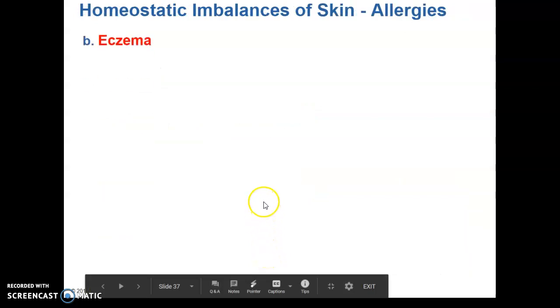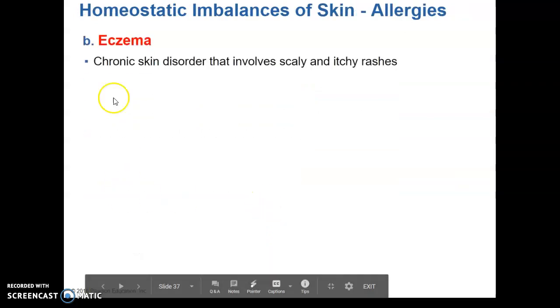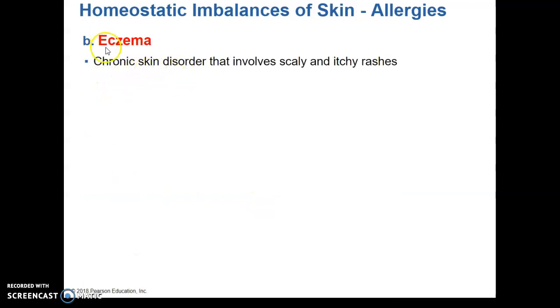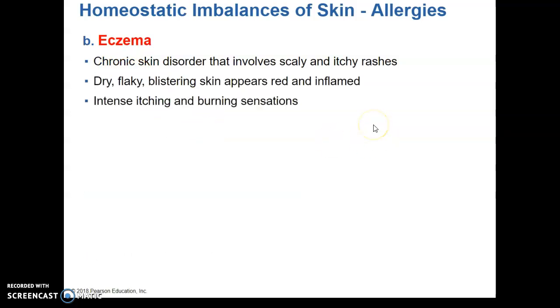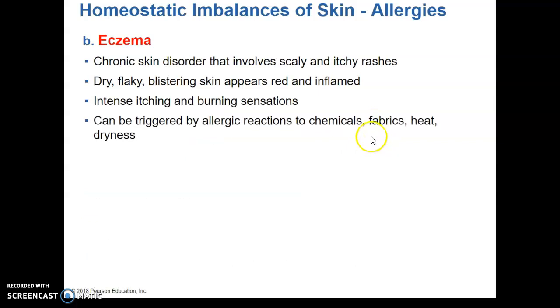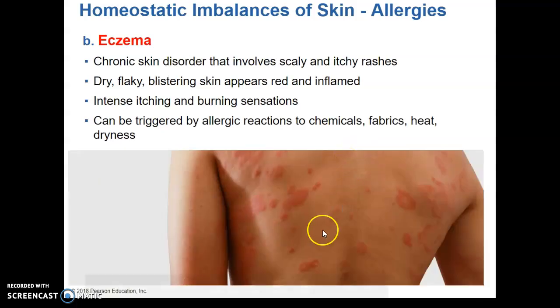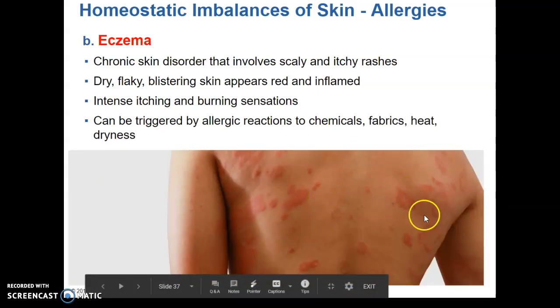Another allergy, eczema. This is a chronic skin disorder, which means it's a long-term thing. It doesn't just happen overnight. Scaly, itchy rashes on the skin, dry, flaking skin that's blistered, it's red, it's swollen, it itches, it burns. It can be an allergic reaction to chemicals. It could be a fabric that you're wearing, something in that. Heat can cause it, dryness can cause it, and it causes these red blotches.